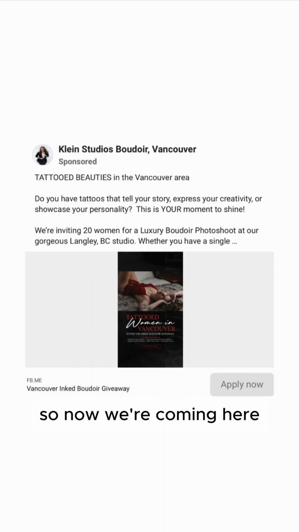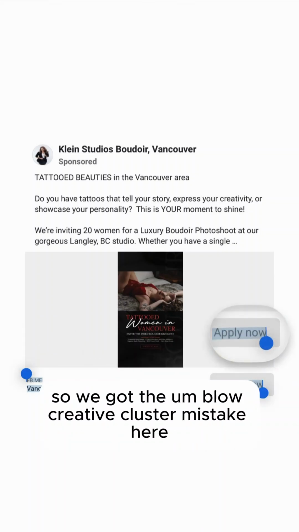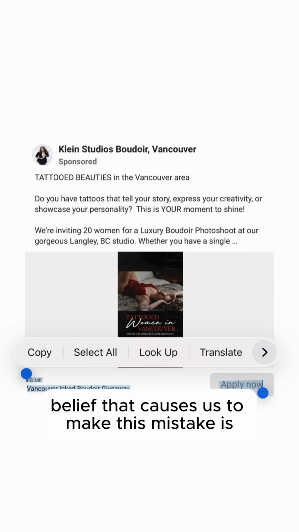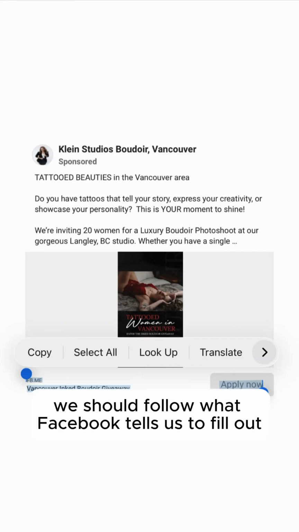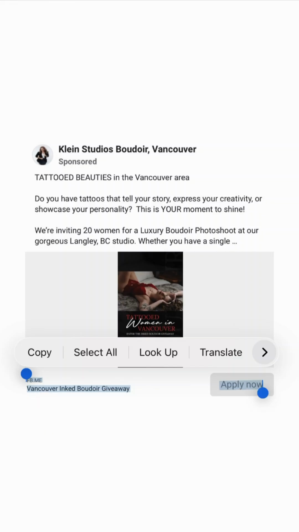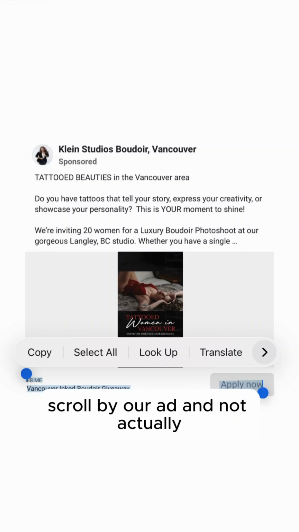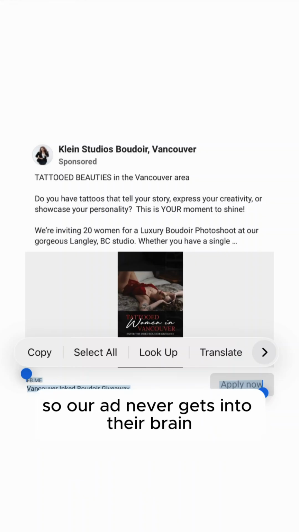So now we're coming here. Gonna see if this one has BLCS or if we believe it does. So we got the below creative cluster mistake here. The false belief that caused us to make this mistake is that we believe we should follow what Facebook tells us to fill out. The consequence of this, though, is it causes way more women to scroll by our ad and not actually click, so our ad never gets into their brain.